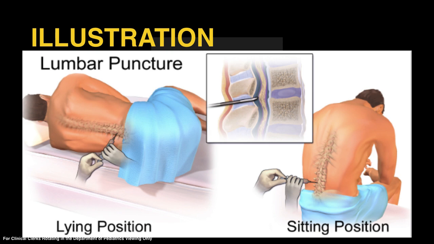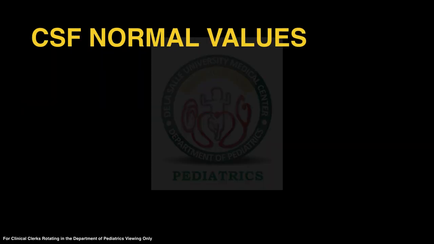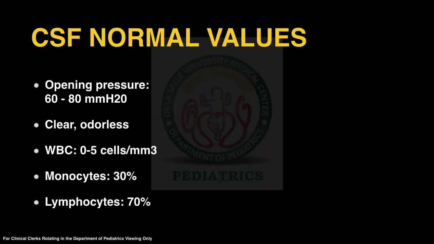After we collected the CSF and determined the results, we also have to determine the normal values for us to contrast and compare the results and determine the proper diagnosis. The normal CSF values include the opening pressure at 60 to 80 millimeters of mercury. It is usually clear and odorless with a WBC of 0 to 5 cells per cubic millimeter, predominantly lymphocytes.